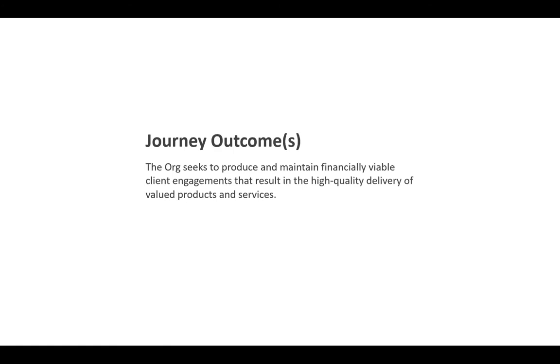So you can see this isn't a lengthy definition, it's succinct and to the point. Also, for the entire journey, you want to make sure that you provide as simple a statement as you can of the outcome or outcomes that you want to produce. And in this case, the org seeks to produce and maintain financially viable client engagements that result in the high quality delivery of valued products and services. Again, a pretty simple statement, and doesn't need to go into a lot of detail, just a simple statement of the outcomes. You can definitely make it more complex than that, but at the end of the day, we want to have one clearly understood, succinct outcome that everybody is shooting for when they execute this journey for this constituent group.